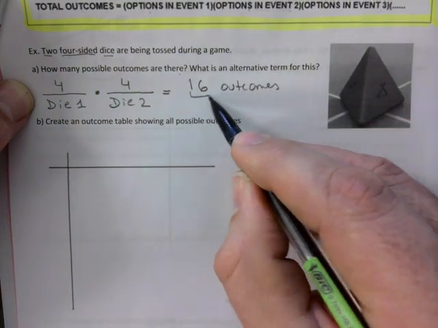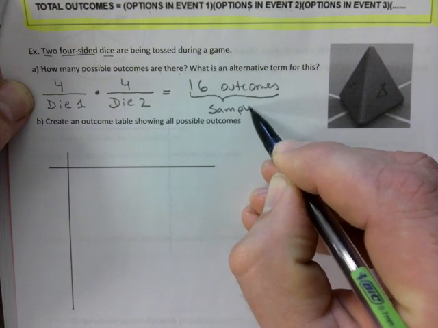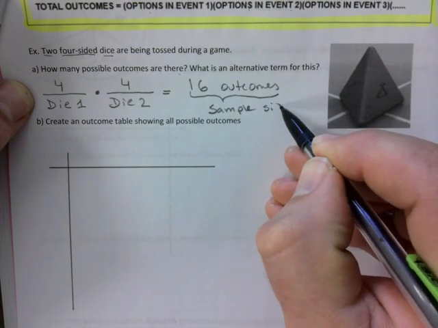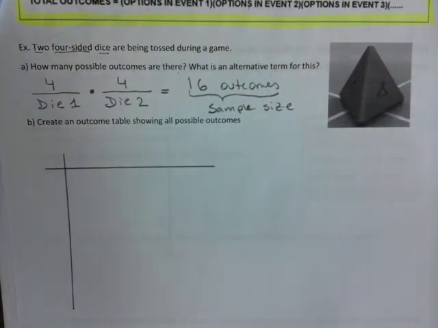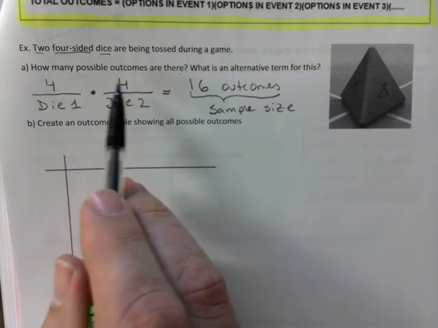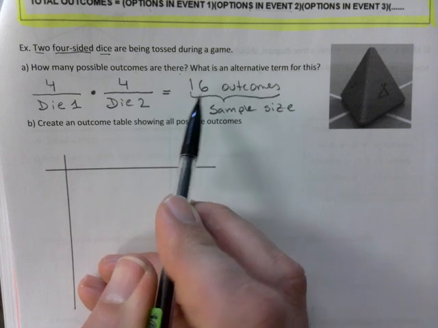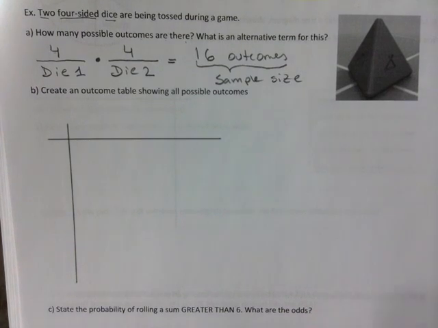And this is called sample space. Sample size, sample space, the same thing. So if I had a 6-sided die and another 6-sided die, then it'd be 6 times 6, 36 outcomes you could have. So if you're into board games, this is going to help you take your game to the next level, right?